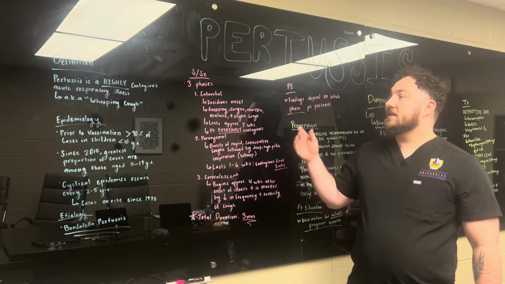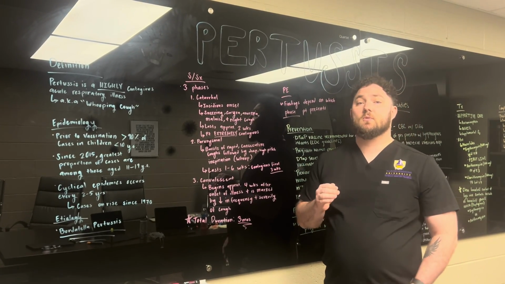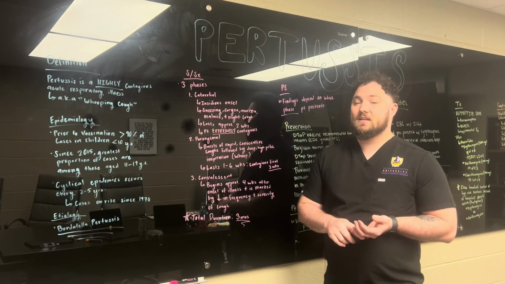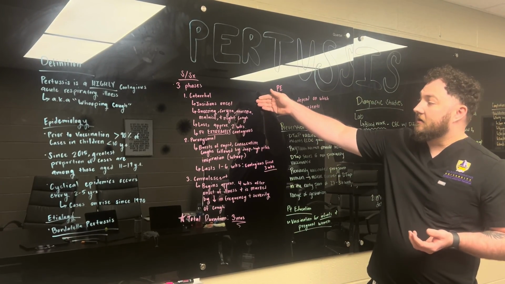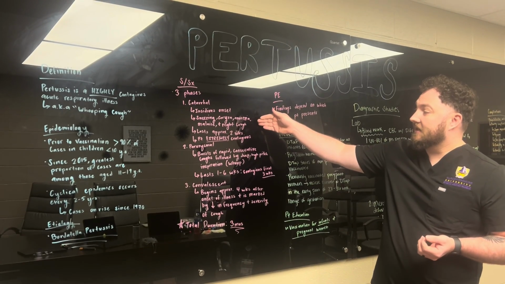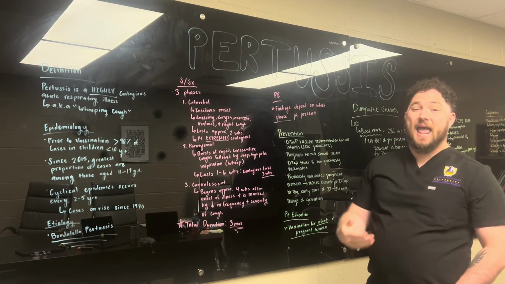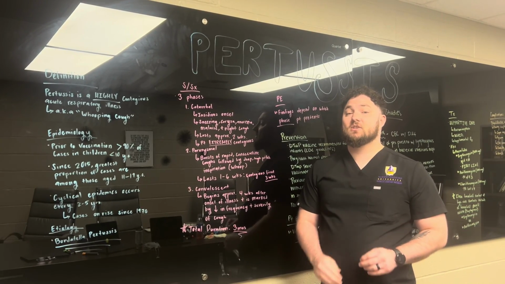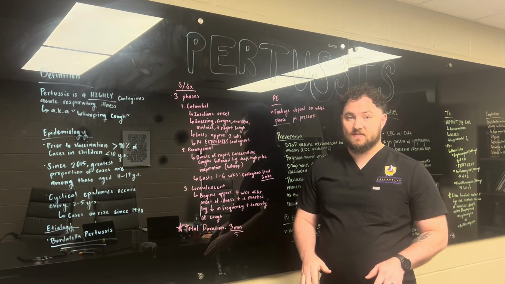So moving on, signs and symptoms. Our signs and symptoms are broken up into 3 distinct phases. The first is the catarrhal phase, and that is denoted by sneezing, coryza, anorexia, malaise, as well as a hacking night cough. This lasts approximately 2 weeks, and during this time, the patient is extremely contagious.